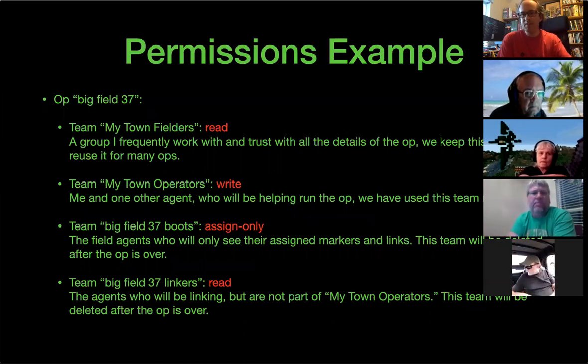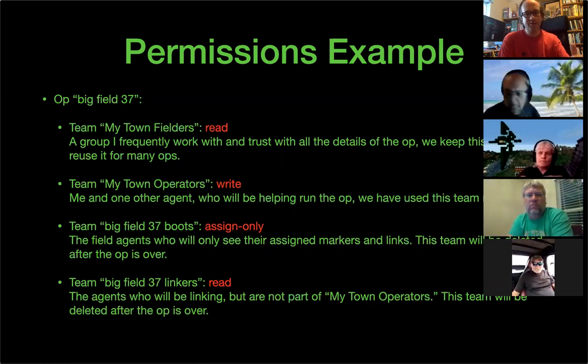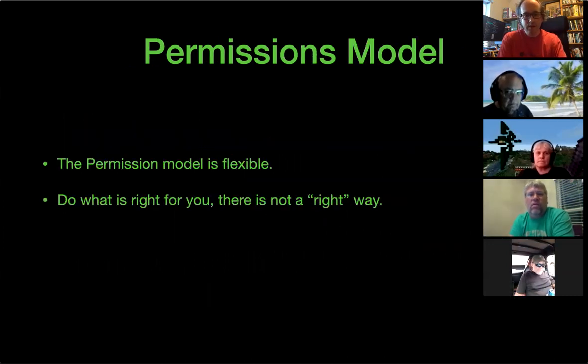We've got a team of agents who I don't know, I don't trust, but maybe they're good, so we're going to give them assign-only access. They can see whatever they want. And then we have new people on the team who aren't part of the normal fielding team, but they're going to be the ones throwing the links. We're trying to get them all Onyx. So we give them read access as well so they can see everything. So you can have multiple teams with different levels of access. The permissions model is flexible.